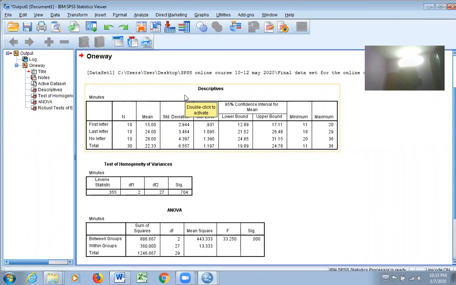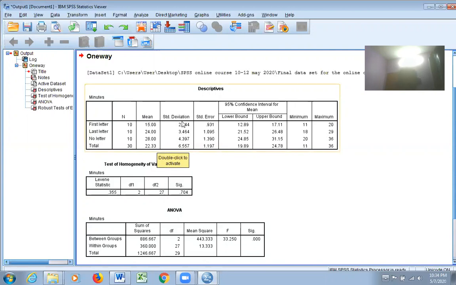Let us take a look at the first table, descriptives. First group, those who got the first letter, their mean time to complete the anagrams is 15 minutes. Those who got last letters took 24 minutes. Those who did not get any hint took 28 minutes. So the mere observation of the mean itself tells that there is a difference between the participants, because there is a variation in their mean score.